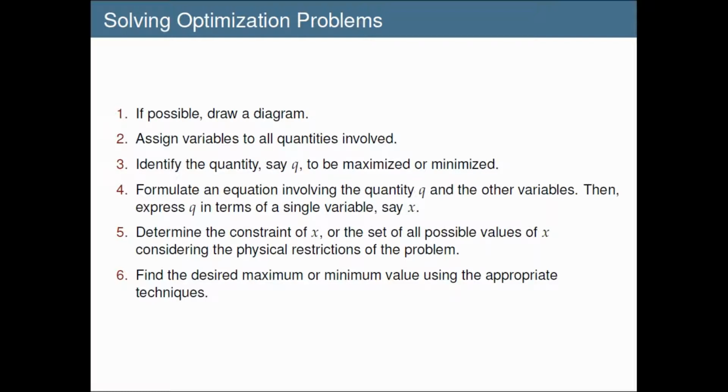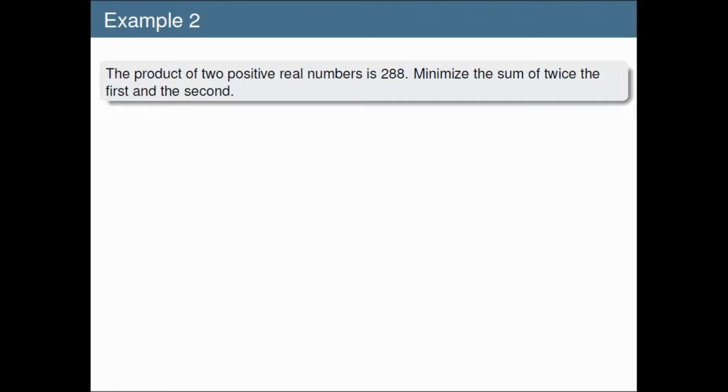Let's have another example. The product of two positive real numbers is 288. Minimize the sum of twice the first and the second. Before we solve this problem, try to understand this problem first. Let's now solve this problem.